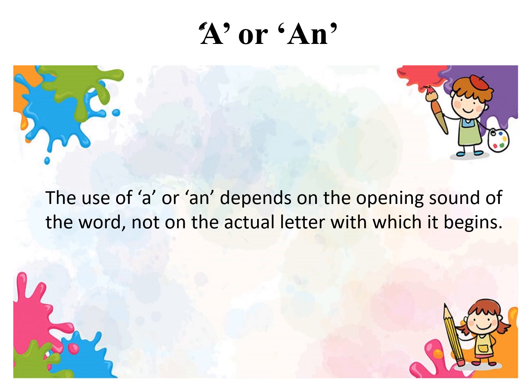If you observe carefully, you will see that the use of a or an depends on the opening sound of the word, not on the actual letter with which it begins. The examples shown earlier tell us that we use an before the words that begin with a vowel sound, and we use article a before the words that begin with a consonant sound.